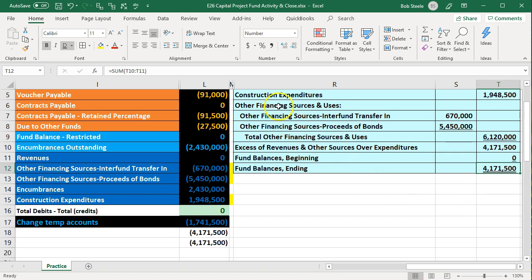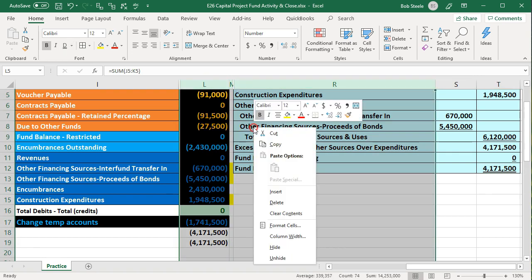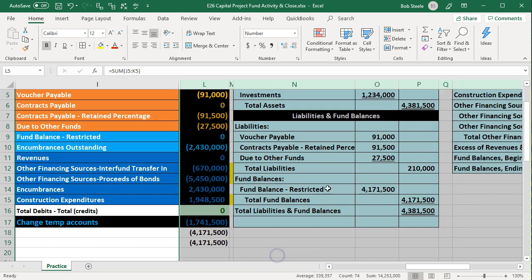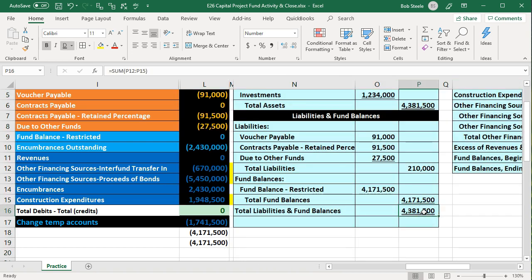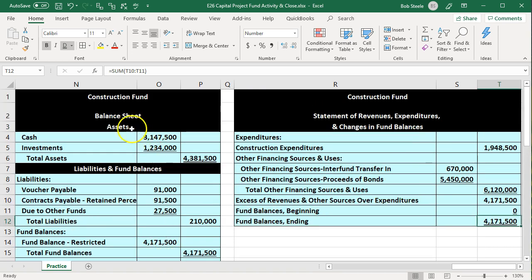Let's check that out by unhiding some cells. We're going to put our cursor on L, over to R, let go, right click, selected area, unhide. And then we're going to see that this 4,171,500 should match up to this 4,171,500, 4,171,500. So there is our balance sheet. There is our statement of revenues, expenditures, and change in fund balance.